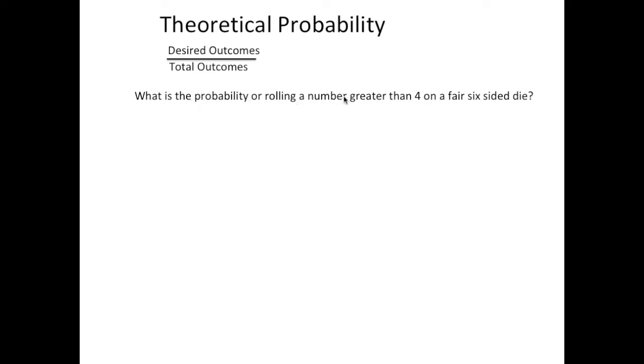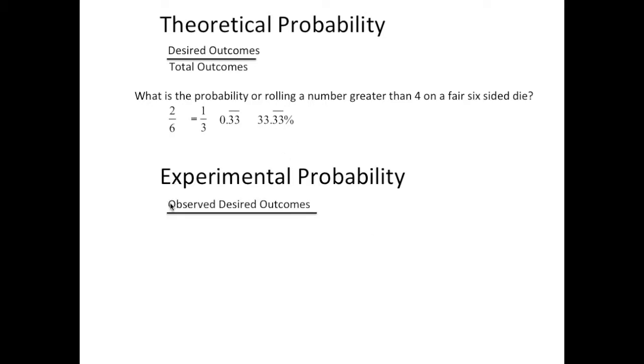Probability. It's the number of desired outcomes out of the total number of outcomes. For example, what's the probability of rolling a number greater than 4 on a fair six-sided die? You could roll a 5 or a 6. So that's 2 outcomes out of the total 6 number of outcomes. So 2 to 6, which is 1 out of 3, which is 0.33 repeating, which is 33.3%.